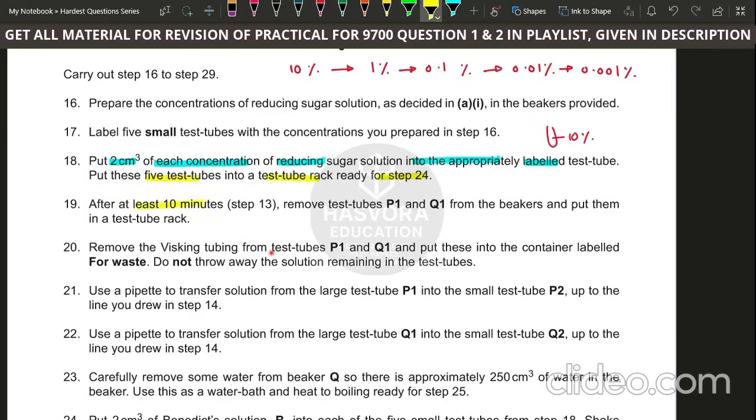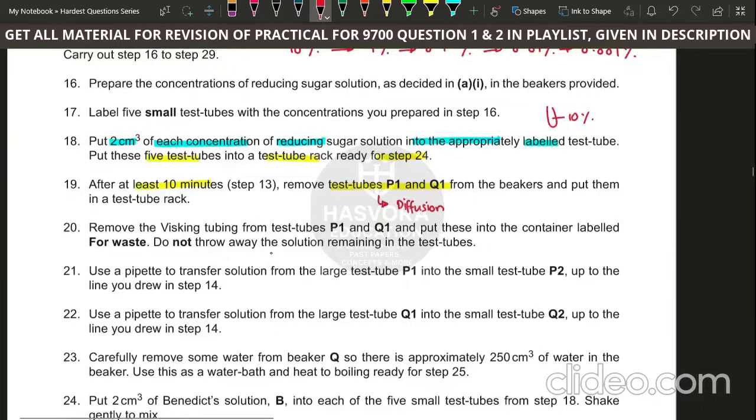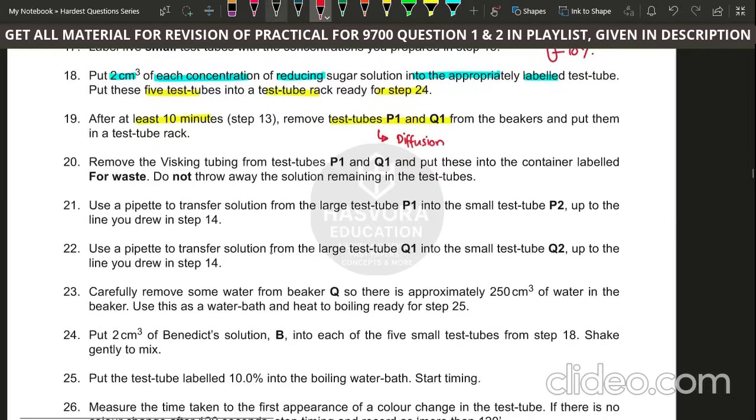After at least 10 minutes, remove the test tube P1 and Q1. Now remember, we have left this for the diffusion. Okay, now the diffusion will have been completed, so you just have to keep track of that, and now you have to remove it from the beakers and put them into the test tube. Okay, because now you want the diffusion to just finish up. Okay, and now you just want the sugar content that has been diffused to test for that. Okay, but before that we'll be testing for the concentrations that we made up. Okay, because we'll be using that to compare.